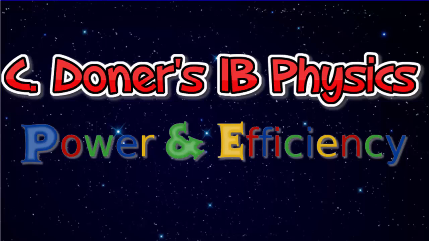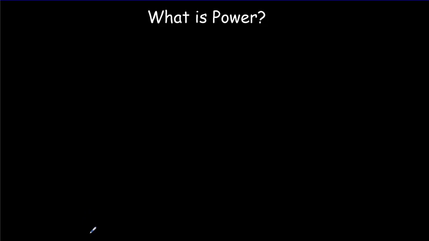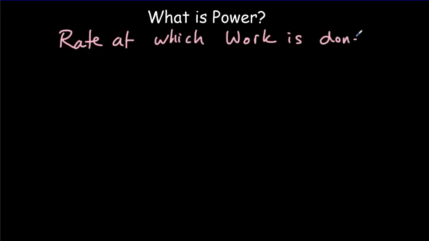Today we're going to talk about power and efficiency. So what is power? Well, it's the rate at which work is done. So anything that's a rate is going to be a quantity divided by time. And that's what power is. Power is going to be the work per unit time, or divided by time.